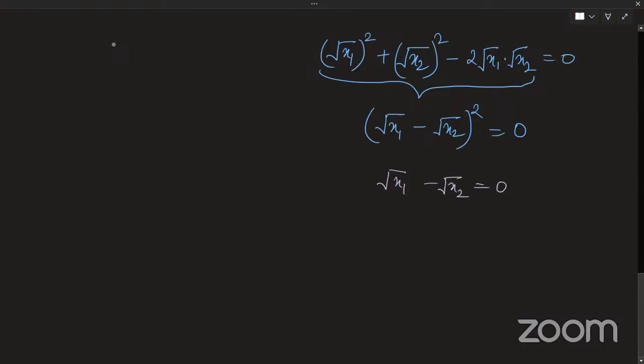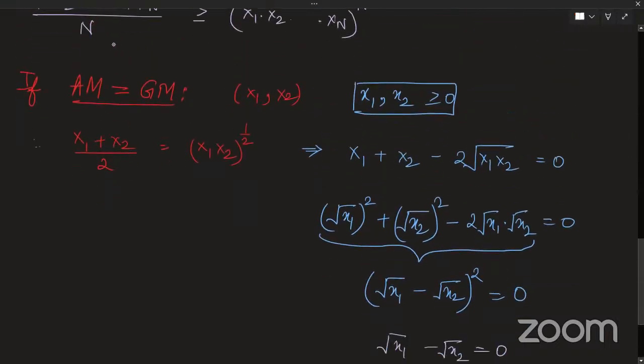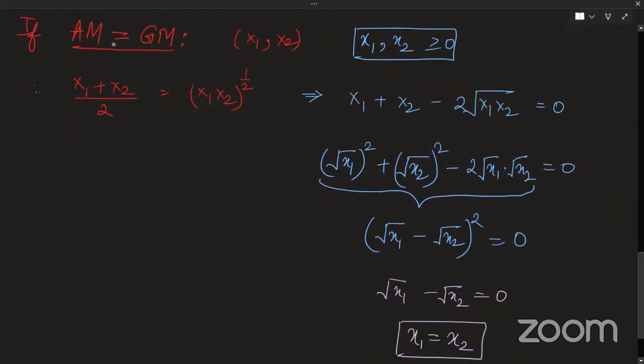Right, everyone? So what does that mean? Can I say x1 is equal to x2? Yes. That is what will happen over here. If AM and GM are equal, my observations are equal.